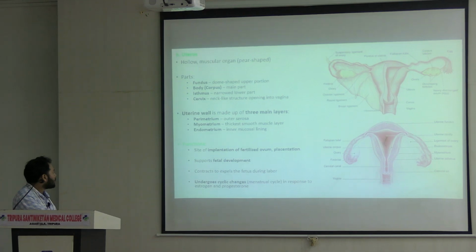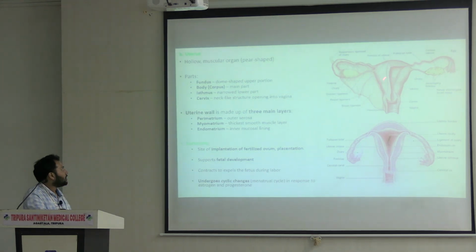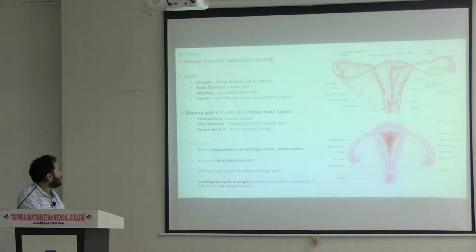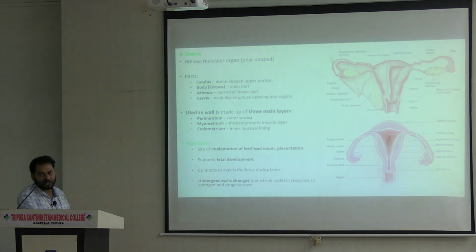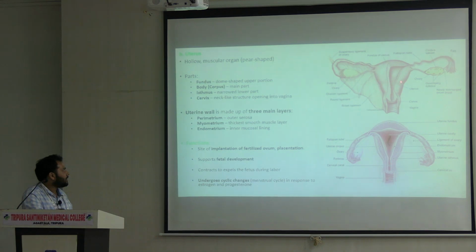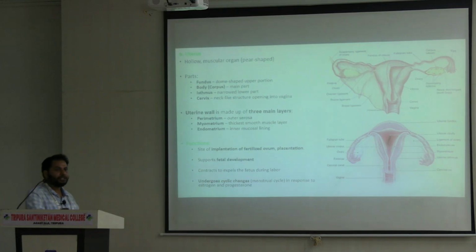So here, if you see the histological features of this uterus, it is divided into 3 different regions. From outside to inside, it is called perimetrium, myometrium, and endometrium. So the very outermost layer is called the perimetrium, the middle layer, which is the thickest layer, is called myometrium, and the innermost layer is called the endometrium. So from outside to inside, it is made up of 3 different tissue layers. These are perimetrium, myometrium, and endometrium.